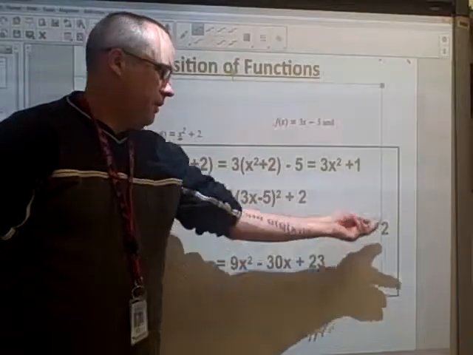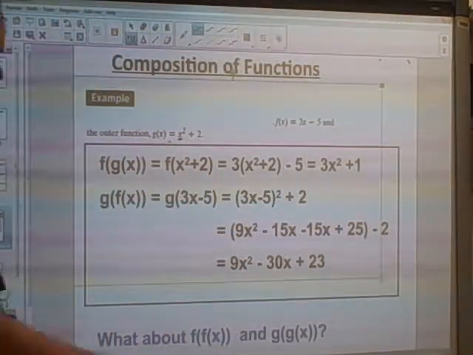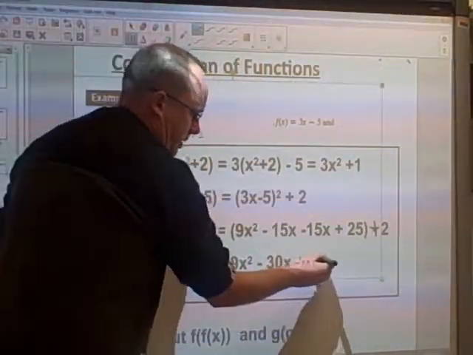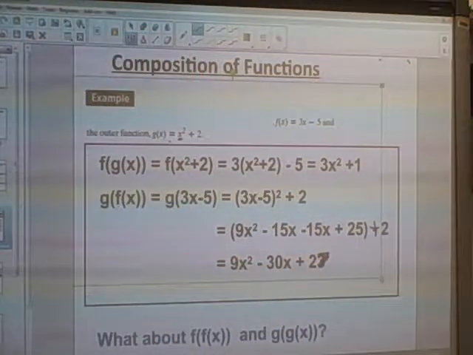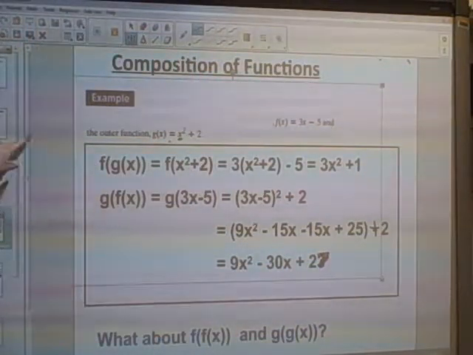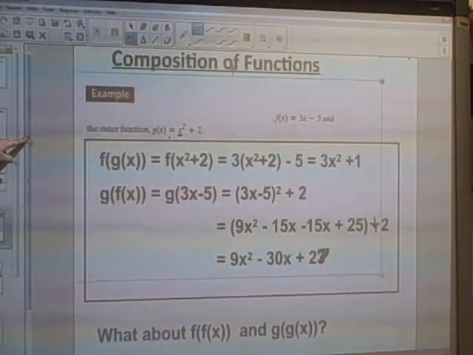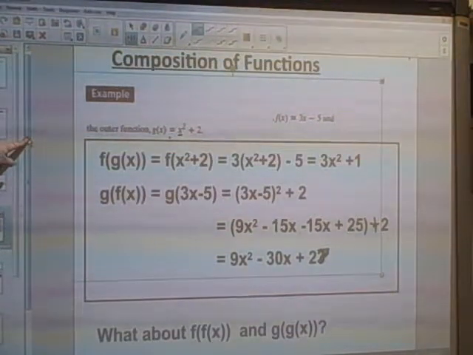Careful on this part, make sure you do FOIL accurately, and then go ahead and simplify. And there's one small mistake here. I should say plus 2, because it says plus 2 here, which means that should also be plus 27. Now you can do the same things with the same letters. You can have f of x and g of x, and if you want to pause the video and try those questions, then I'll reveal the answer in a second.